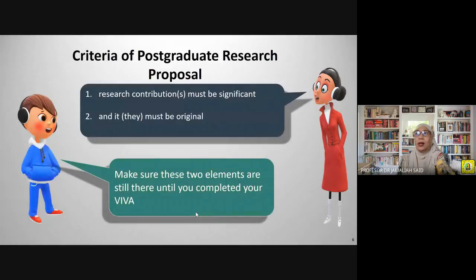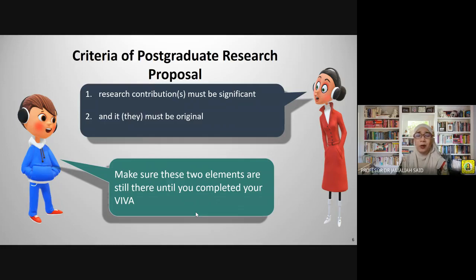What are the criteria of a postgraduate research proposal? The common one, number one, and I believe if you attend any class, they will say contribution is the most important part in the research proposal. Of course, you have to have contribution. So what is contribution? Later we will go on when we move on to the content of the research proposal. And it must be original. For a PhD and master research proposal, it must be original.